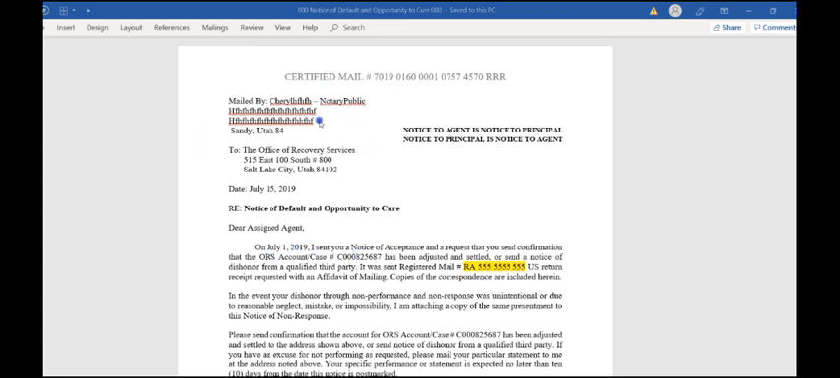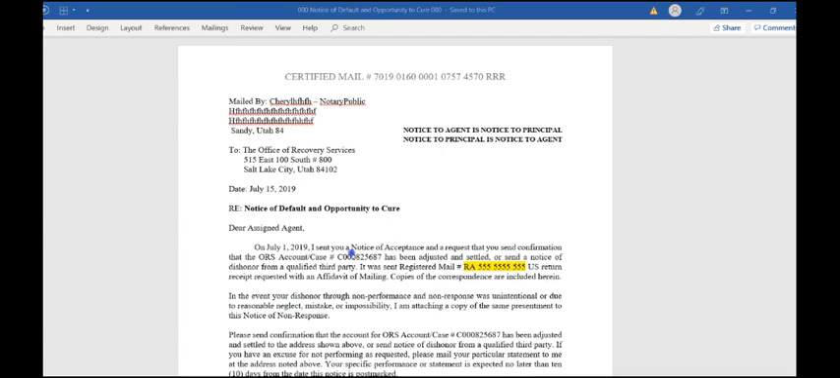She did. They did. They sent you a notice of acceptance and a request that you send confirmation that it has been adjusted and settled, or send a notice of dishonor from a third party. It was sent registered mail. Okay, you'll have the registered mail put in there. Return receipt requested with an affidavit of mailing. Okay, we all know what those are. You put those in with everything that you do. Certificate of service, affidavit of mailing, whatever you want to call it. Copies of the correspondence are included herein.